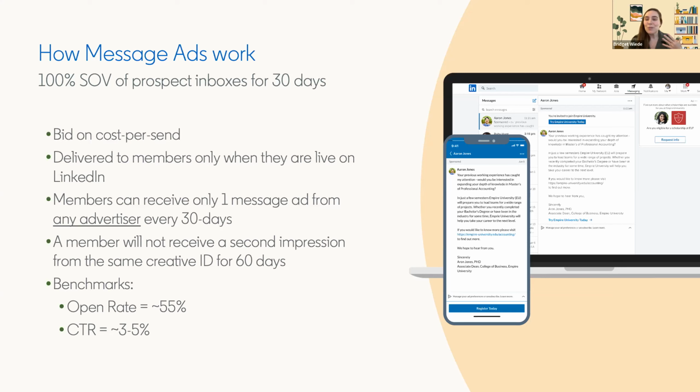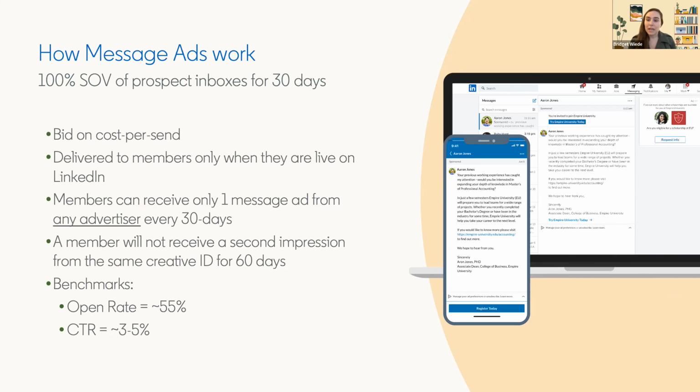So as I said, message ads are delivered to someone when they're live on the inbox. And there are two really key frequency caps I want you to take away from this session regarding message ads. The first is members can receive only one message ad from any advertiser every 30 days. That means that when you send a message ad to a member, you own their inbox for 30 days. No other advertiser in any other vertical is going to be able to get into that inbox. And that's another reason that we see message ads are such a powerful product.